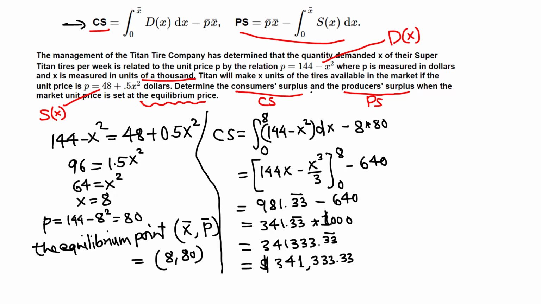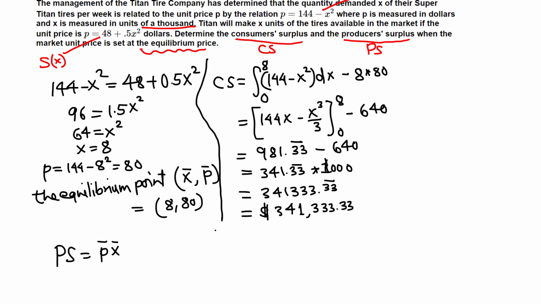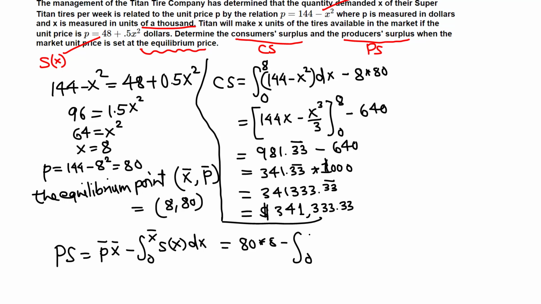Next, we need to determine the producer surplus using this formula. It's about the same, we just have to use different functions. So PS is p bar x bar, that is outside, minus the integral from 0 to x bar of the supply function. p bar is 80 times 8, or 8 times 80, doesn't matter, outside, minus the integral from 0 through 8. The supply function is given here, 48 plus 0.5 x squared, and we want to integrate with respect to x.